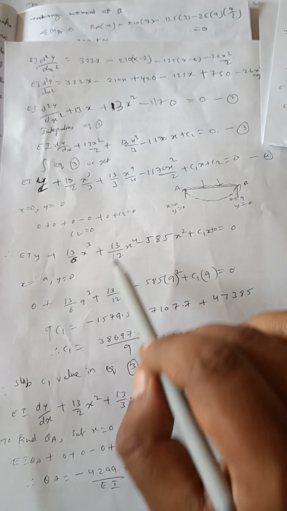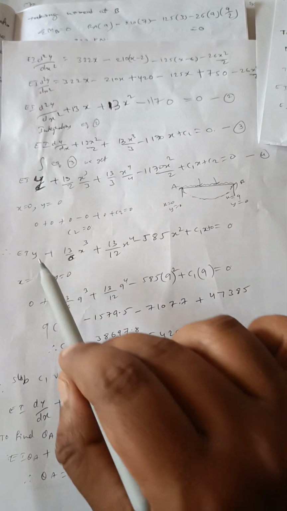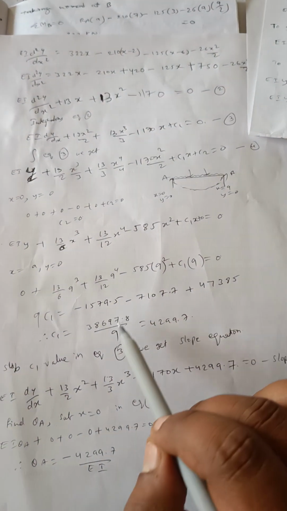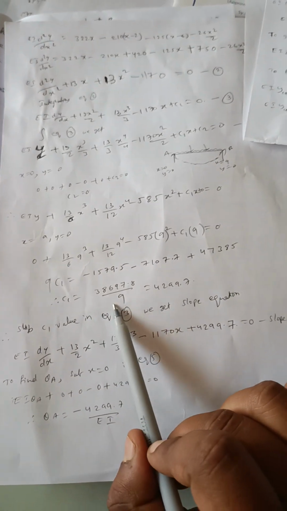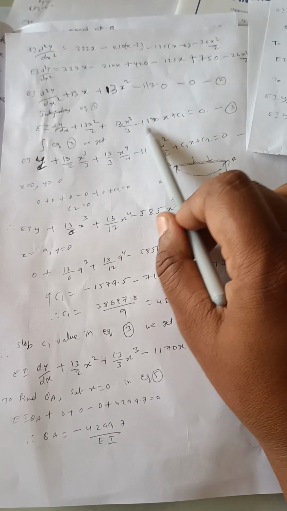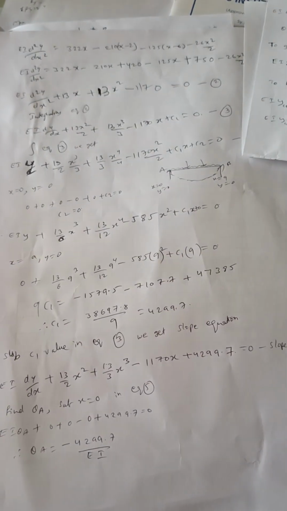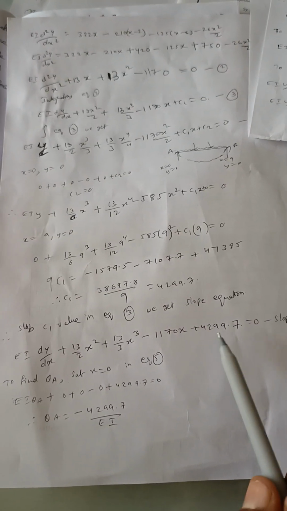In this equation, wherever x, I have substituted 9, y 0. Therefore, from here I have got c1 equal to 4299.7. Now substituting the c1 value in equation 3. In equation 3, because it is a slope equation, we need the slope equation. So substituting this value here, we will get the slope equation. See here, instead of c1, I have substituted 4299.7.